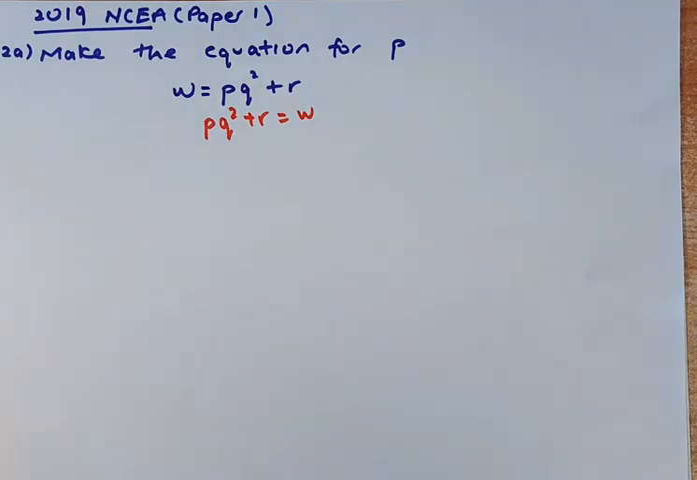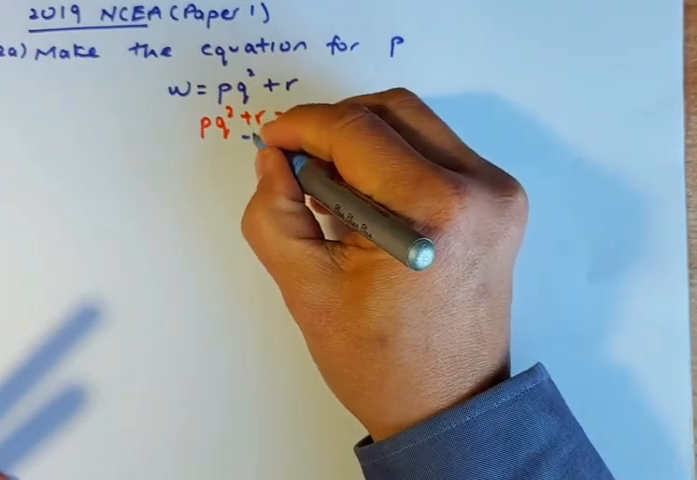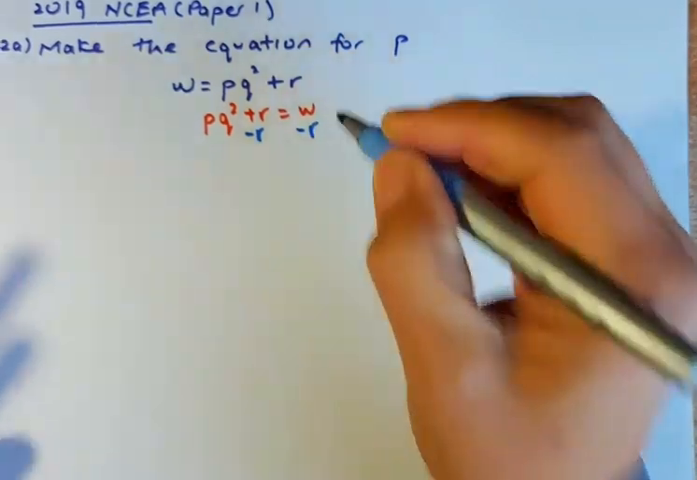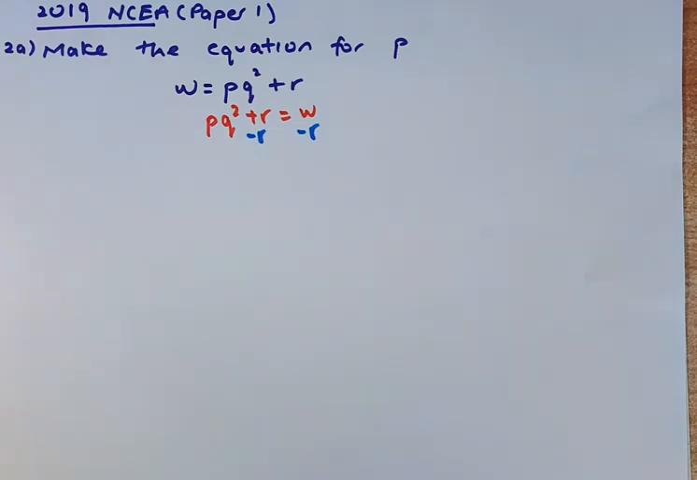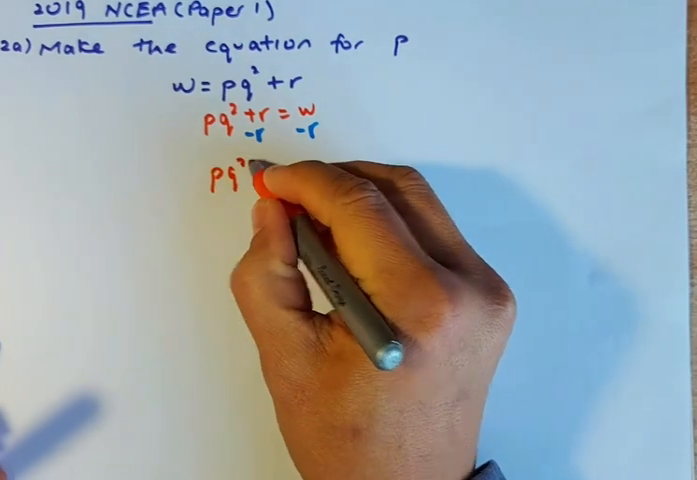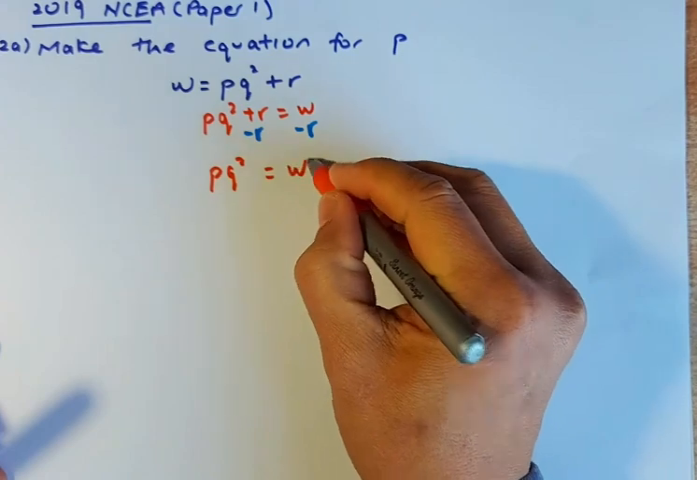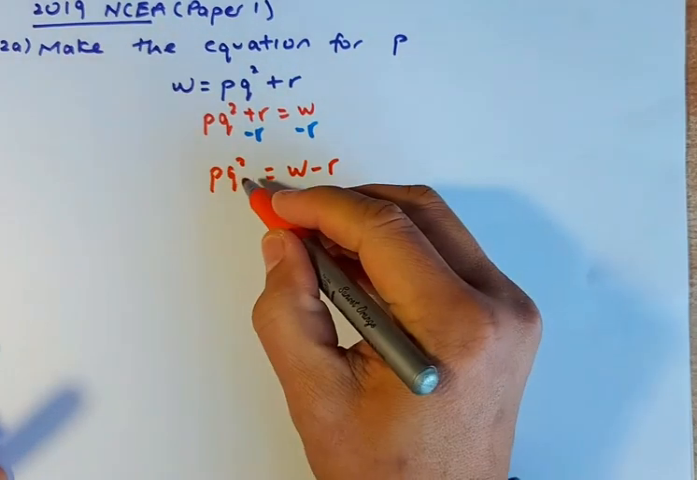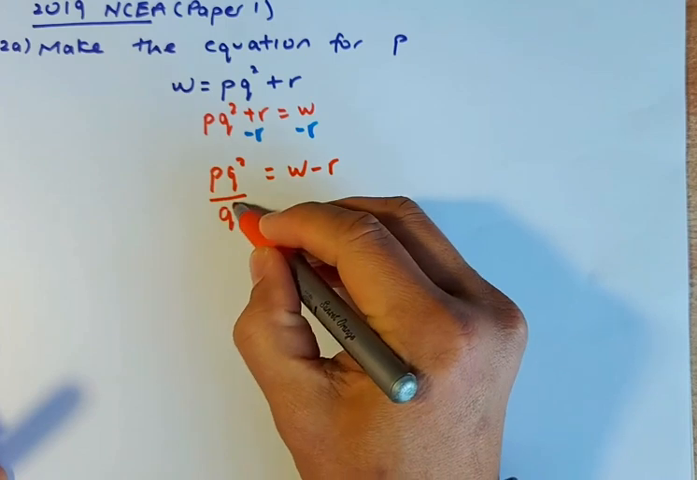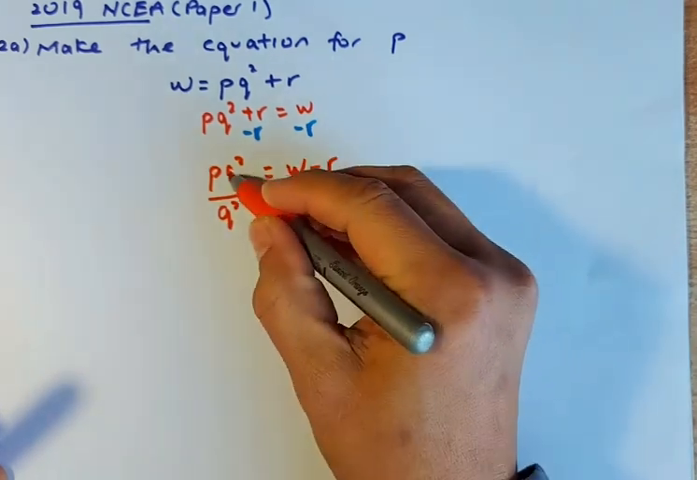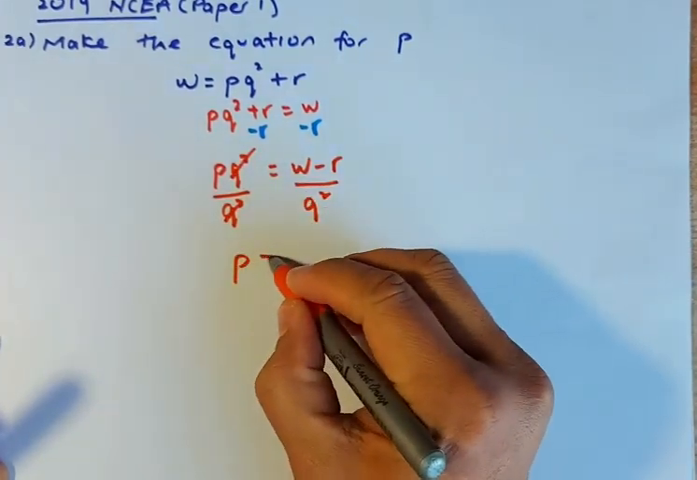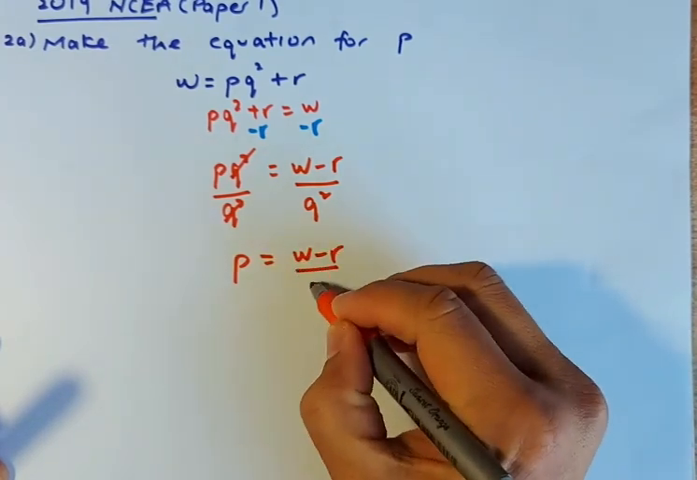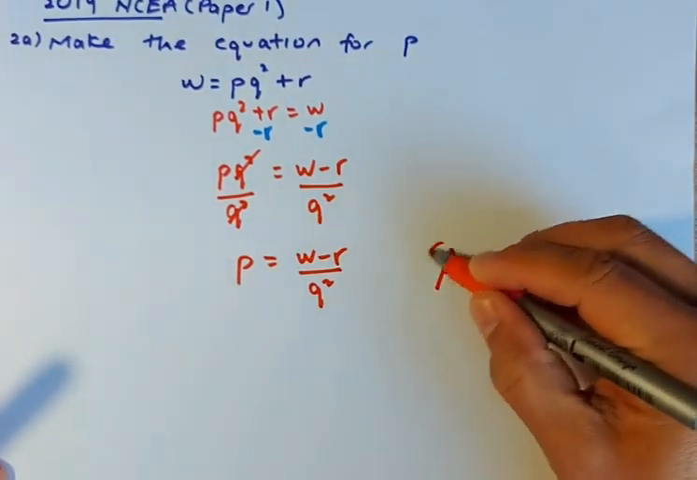Now, you are going to take the rest of the equation that's not P to the other side. So plus R, you do the reverse. You minus R on the left. You must do the same on the right. So when you do that, the R will cancel out. So what's left is you have PQ squared equals W minus R. Then, of course, you must get rid of the Q squared. To do that, you divide by Q squared on both sides, and the Q squared will cancel out. So what's left is P equals W minus R over Q squared, and that is an Achieved.